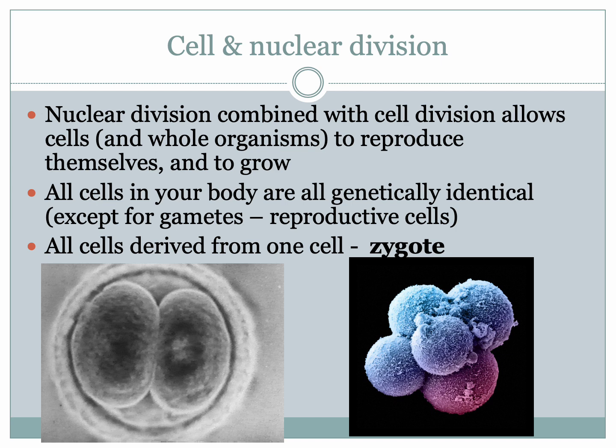All cells in your body are genetically identical, except for the gametes, the reproductive cells. All cells are derived from one cell, and that's the zygote. A zygote is the fusing of 2 cells, one from mom and one from dad, together. When a zygote starts to divide, that is mitosis, which results in 2 identical cells, and then those 2 continue to go through mitosis, and the process continues until the full organism is developed.